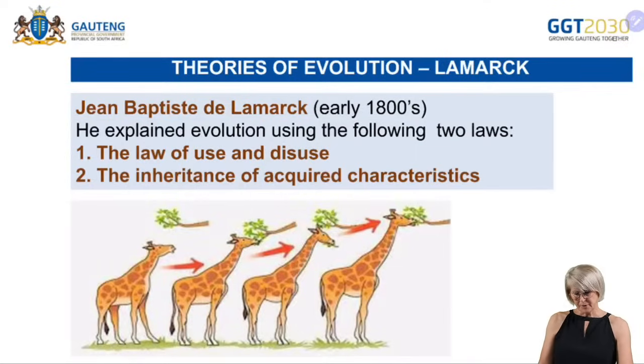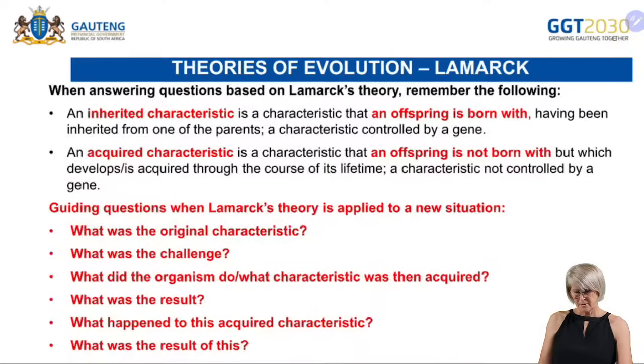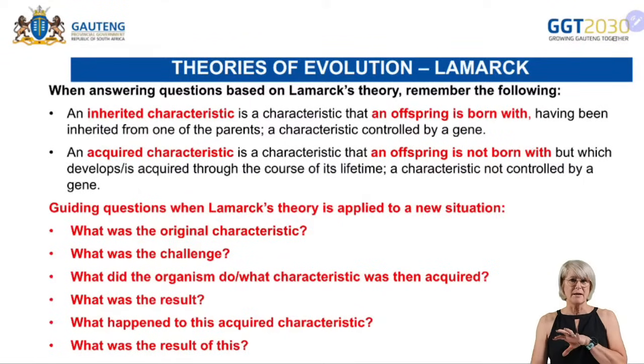Now, when we answer a question on Lamarck, we see that the law of use and disuse is explained as an organism either using a structure and therefore it would develop, or otherwise not using a structure and then it would disappear. And once it has strengthened or become bigger, however it has changed, that is known as the acquired characteristic. And that acquired characteristic then is passed on, according to Lamarck, to the offspring.